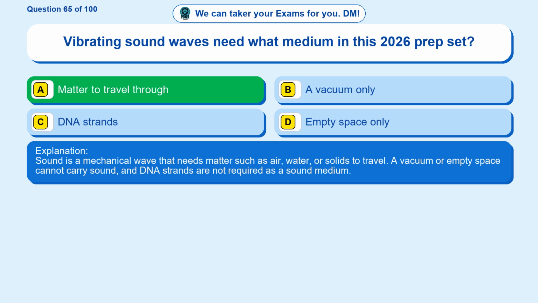Sound is a mechanical wave that needs matter such as air, water, or solids to travel. A vacuum or empty space cannot carry sound, and DNA strands are not required as a sound medium.